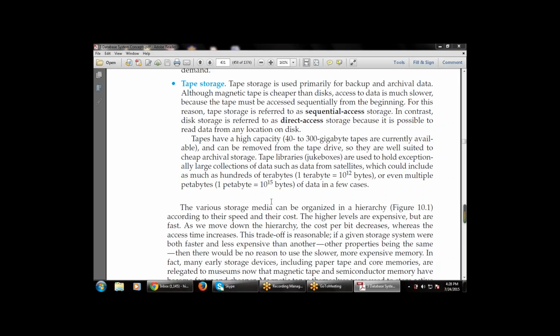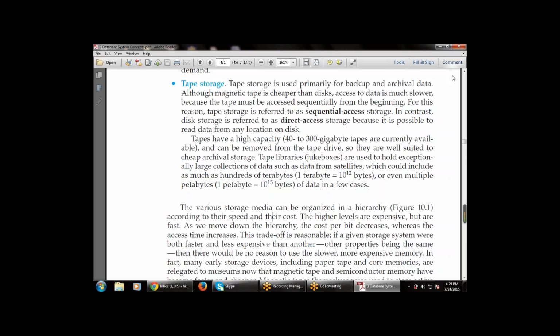So these are the various storage media that can be organized into a hierarchy: cache memory, main memory, magnetic disk, and tape storage. These are the hardware or physical storage media in which we can store the data. These memories are organized in a hierarchy according to their speed and cost. Each level of the hierarchy has its own speed and cost.